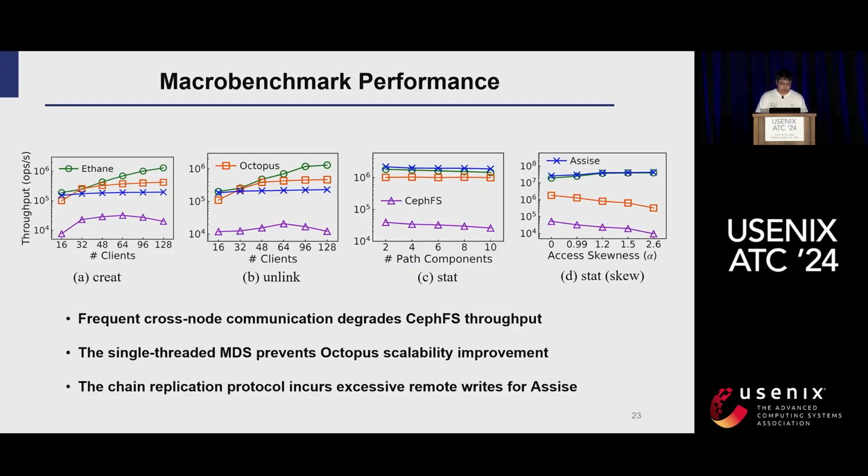We compare Ethane with Octopus, CephFS, and Assise using the MDTest benchmark. Results show that Ethane always performs better than other file systems. Other file systems suffer from severe performance issues. Frequent cross-node communication degrades CephFS throughput. The single-threaded MDS prevents Octopus scalability improvement. The chain replication protocol incurs excessive remote writes for Assise.